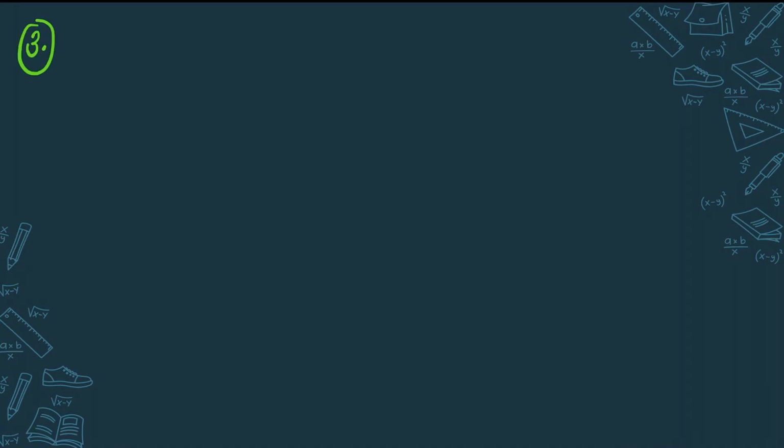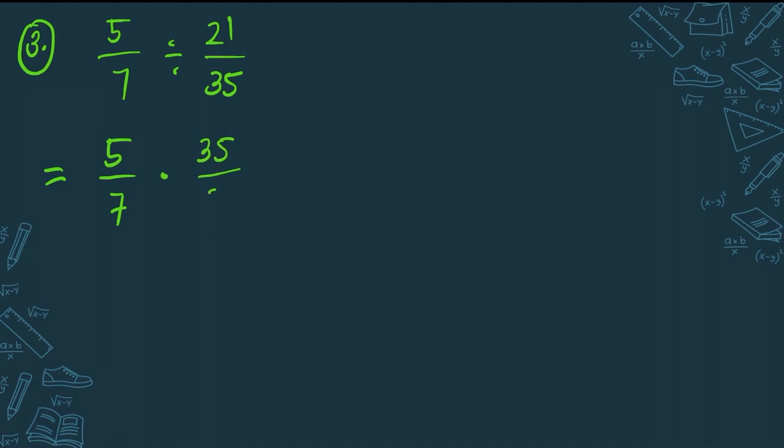Our third example will be 5/7 divided by 21/35. So again, copy the dividend, change the division operation into multiplication, and then get the reciprocal of your divisor. What you can do is simply multiply the fractions, or if you want, you may get first the prime factorization of the numerators and the denominators, and then you divide out. So it's up to you.